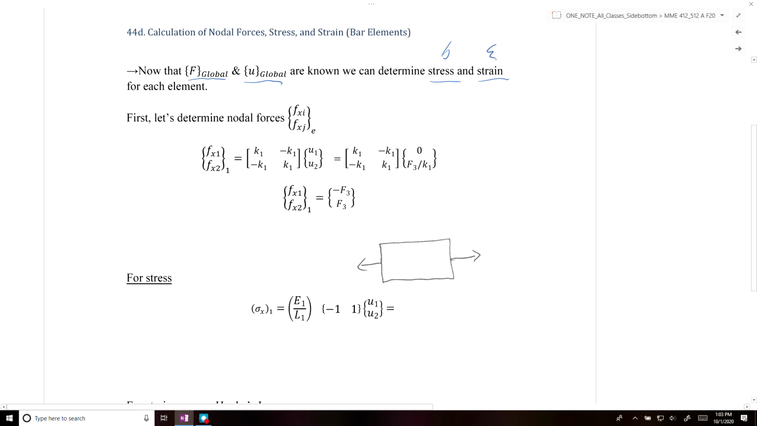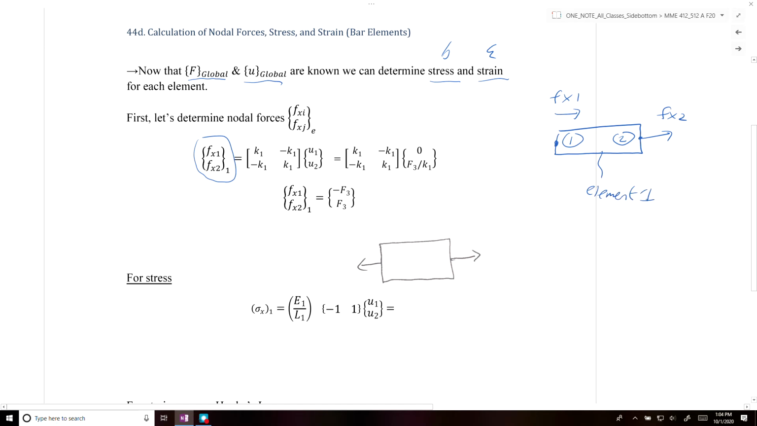So before we can calculate the stress and the strain, we need to know our nodal forces. Okay. So our nodal force for element 1. All right, so if we have our element 1 here, it has two forces. It has Fx1 at node 1, and at node 2 it has Fx2. All right, so this is element 1.